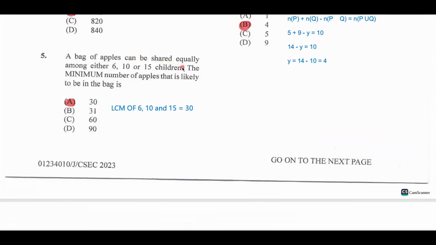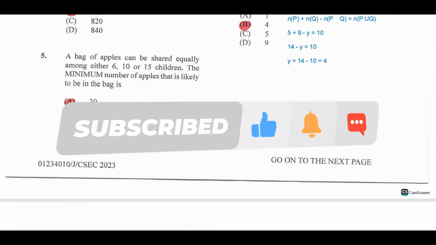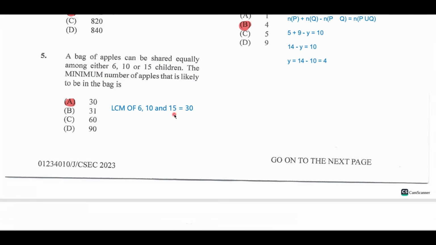Number 5, a bag of apples can be shared equally among either 6, 10, or 15. The minimum number of apples that is likely to be in the bag is... So in a case like this, you're looking for the LCM of 6, 10, and 15. You just take the largest of the 3 numbers, which is 15, and you find multiples of 15 that 6 and 10 could also go into. Now, the second multiple of 15, that's 15 by 2, is 30, and 6 and 10 could go into 30. So we know immediately, hey, the LCM is 30, that's A.